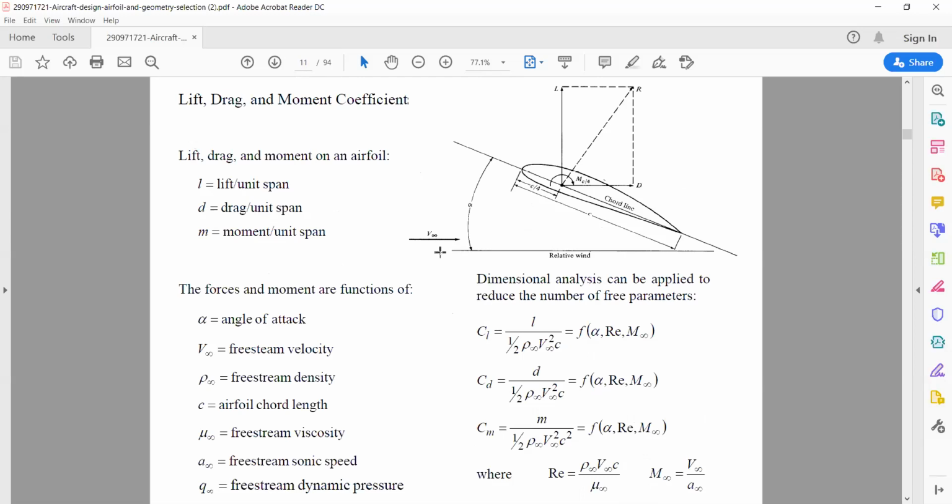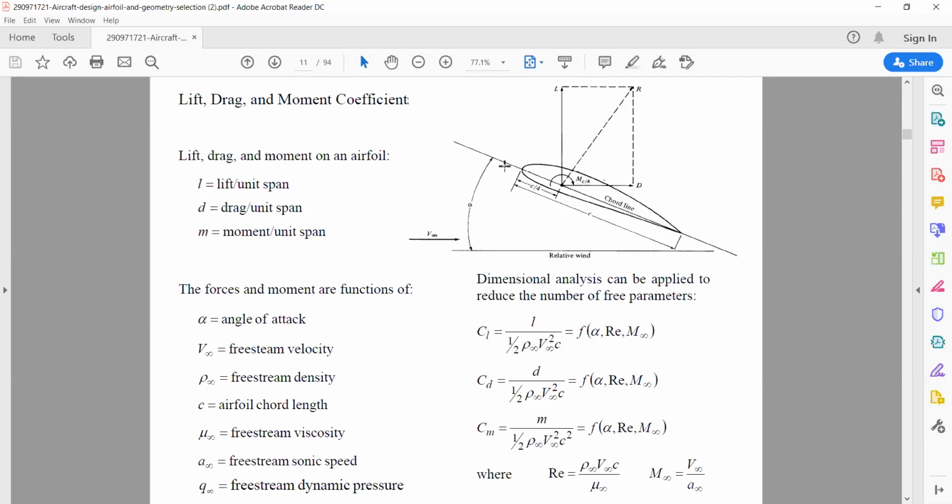What is the equation for the lift? Lift is equal to half rho V squared S into CL. L is the lift, CL is the coefficient of lift, rho is the free stream density, V is the free stream velocity, and C is the chord. I will discuss it now. You look here, it is a function of angle of attack, Reynolds number, and free stream Mach number. What is this alpha?